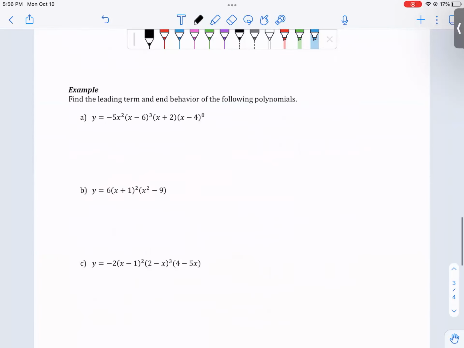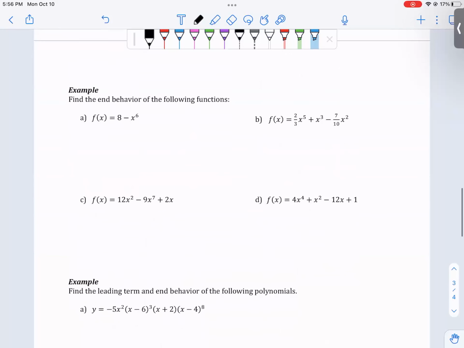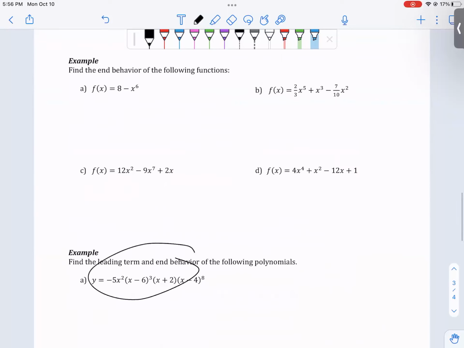The last thing for us to talk about, I think this is the last page, yeah. The last page for us to talk about here is finding end behavior just based on function. And I also want to talk about us finding leading terms if we're in factored form.